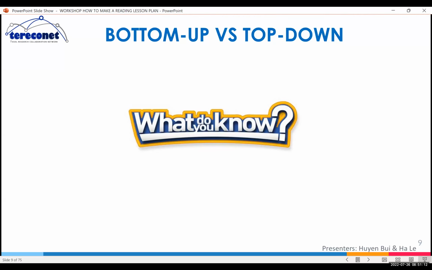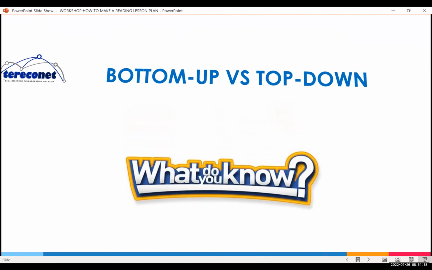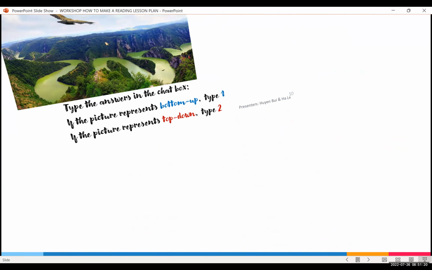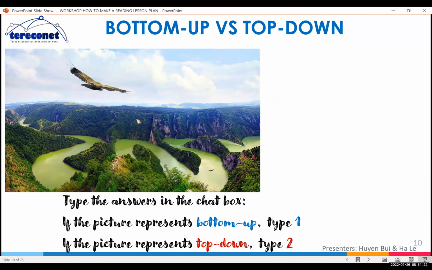Wait for me. Let me explain, and then you do the action. Now, I'm going to show you a picture. Okay. You see the picture? In the chat box now, individually, if the picture represents the bottom-up, type one. If the picture represents the top-down, type two. In the chat box, please, very easy, one or two.